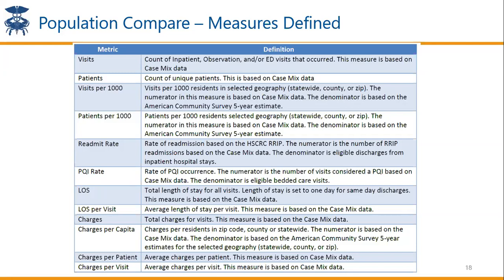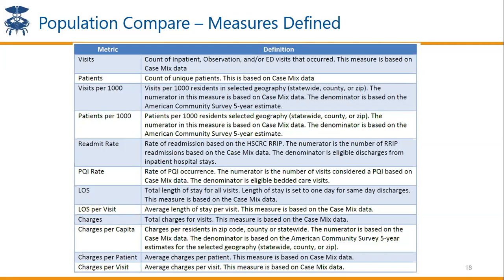So visits per 100,000, and this works at a selected geography level. By default, it's going to be statewide, divided by the population of Maryland. If you select a specific county or zip code, then it will be the population for that county only.